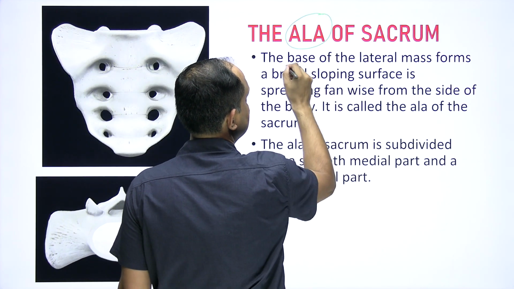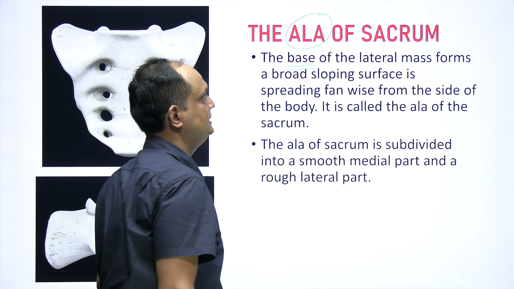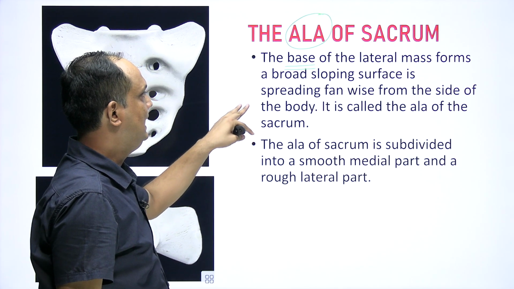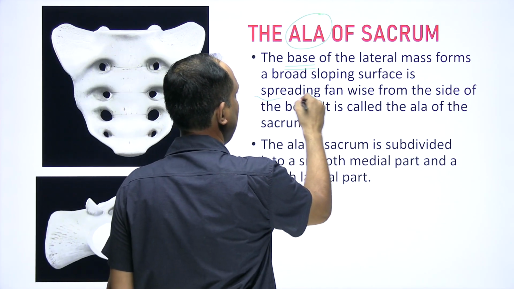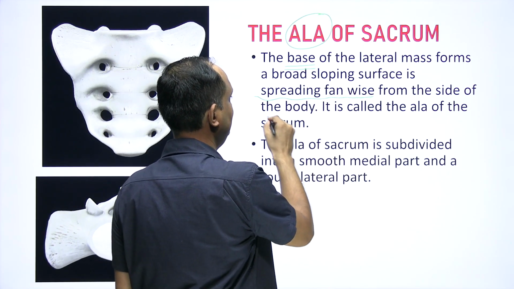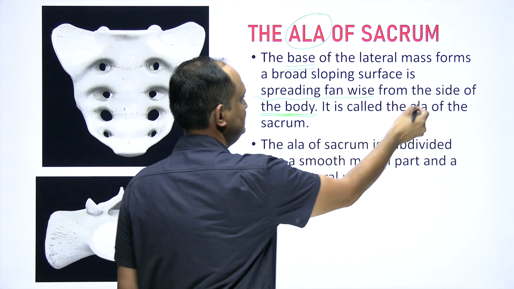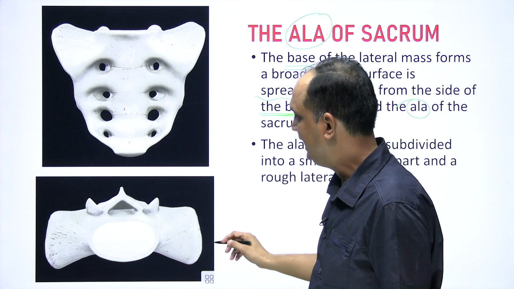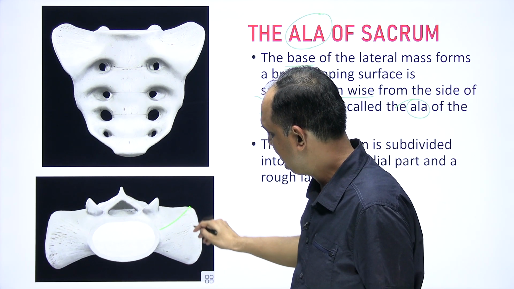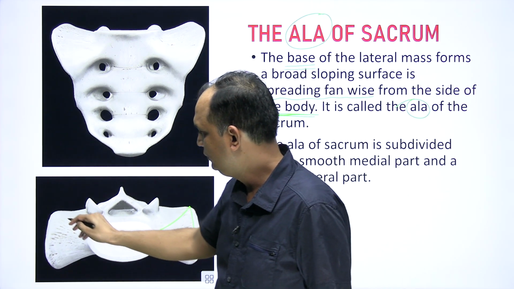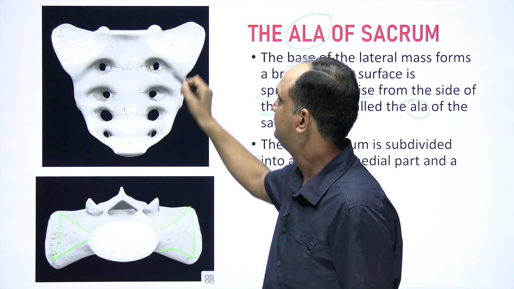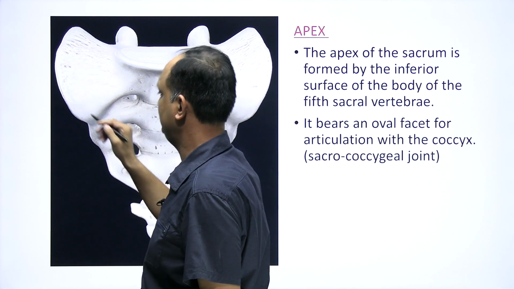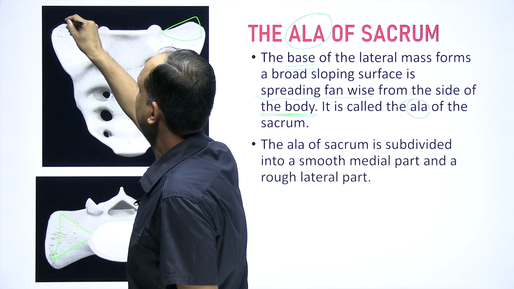So, the base of the anterior mass, the lateral mass, forms a broad sloping surface, like a spreading fan-wise area which forms the side of the body, and this is known as the ala of the sacrum. So, in this image, where is the ala? These fan-shaped areas are known as the ala of the sacrum. This is the ala of the sacrum, which is placed on both sides of your sacrum.